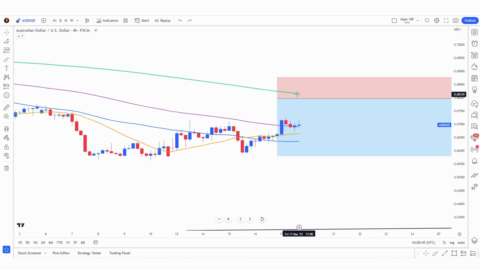And this could definitely happen. A nice little push towards the upside. Somewhere over here we get a rejection, entry here, and then we are going back down. This could be nice and beautiful.